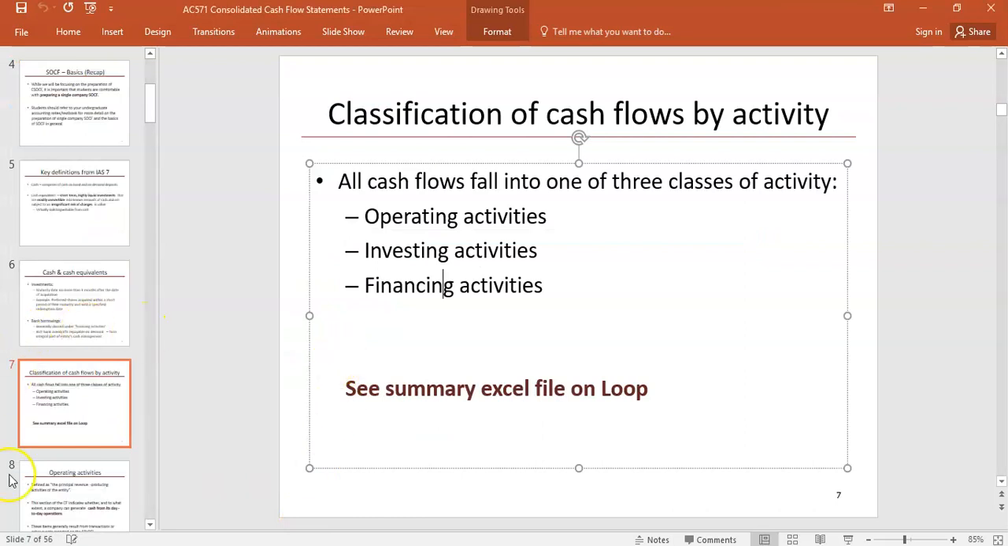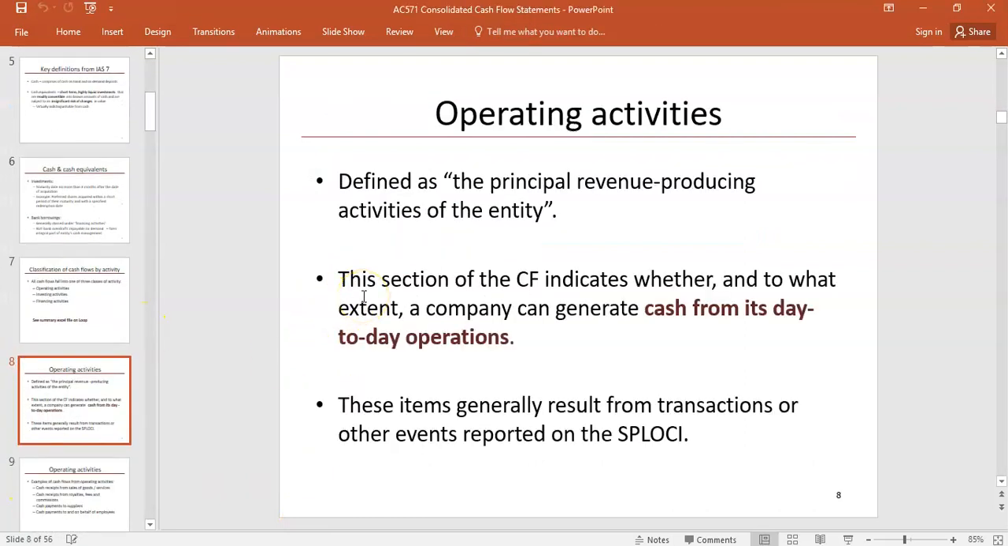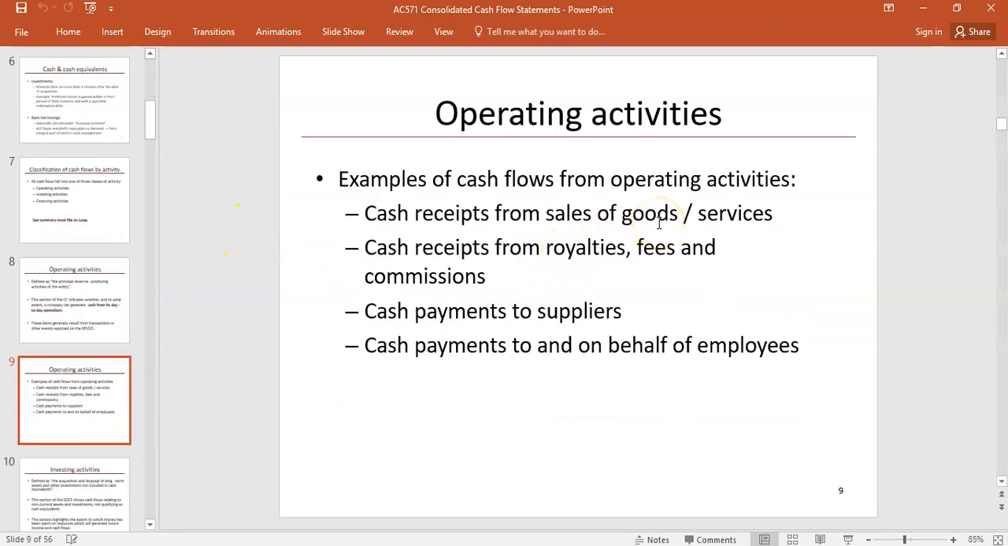All right, so your operating activities, that's the cash from day-to-day operations. That's the cash from the sales and purchases. Nothing to do with financing, nothing to do with loans, nothing to do with dividends, nothing to do with purchase of capital assets. It's just your day-to-day cash from customers, cash paid to suppliers, cash paid to employees.